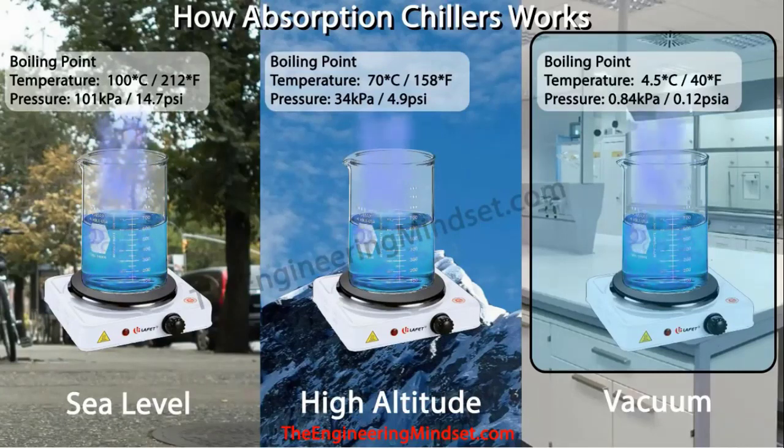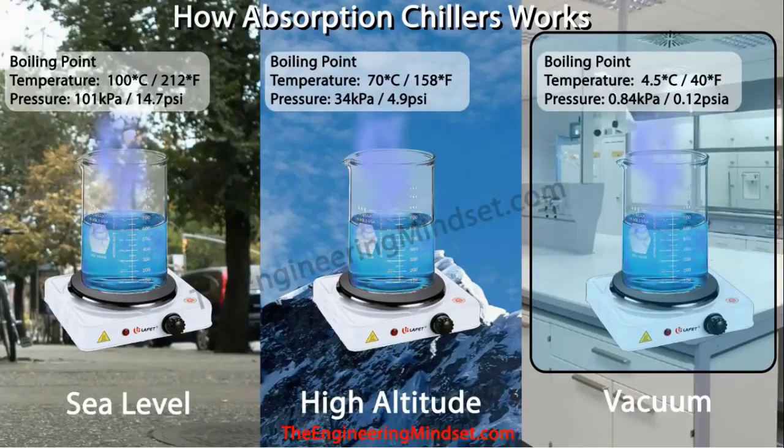So in the absorption chiller, in the evaporator and the absorber chamber, we're going to have a very, very low pressure, almost near vacuum. We're going to have a low pressure of about 0.84 kPa, which is about 0.12 psia. And at that pressure, the water will boil at around 4.5 degrees Celsius or 40 degrees Fahrenheit.